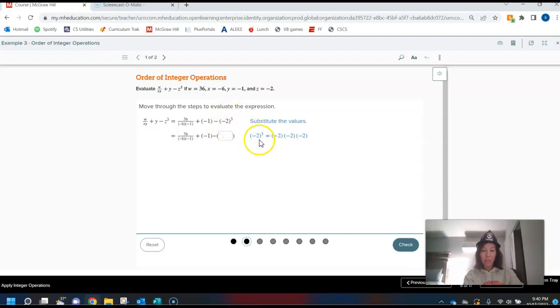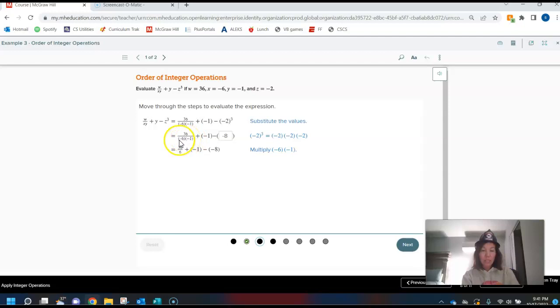-2 to the third power means -2 times -2 times -2, which, a negative times a negative, is going to be +4, and then we have to multiply it by another -2. So that equals what? -8. Yes.